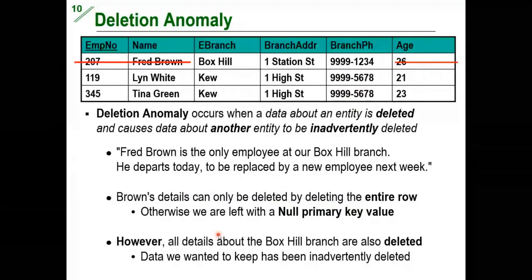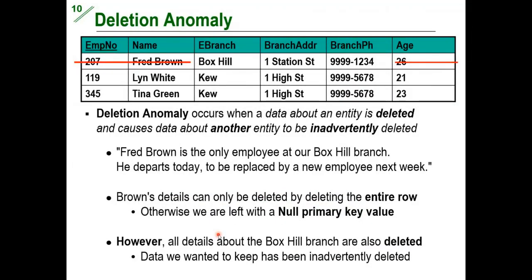Right. Then we have the third type of anomaly. This is called the deletion anomaly. Now, what do we mean by the deletion anomaly? Let's go through an example again. Now we have two branches. Imagine that we have two or three branches, but we haven't recorded the third one yet. But imagine we have two branches at the moment.